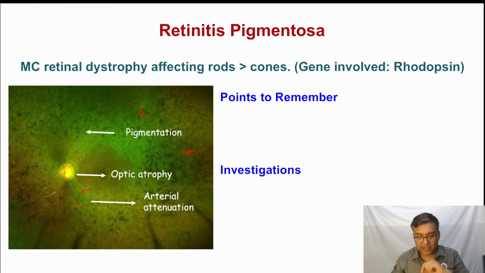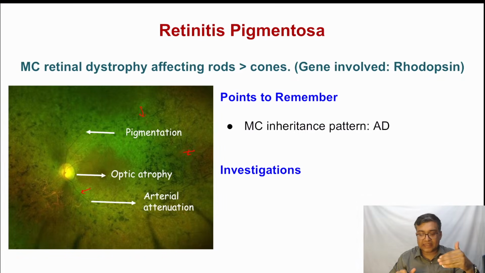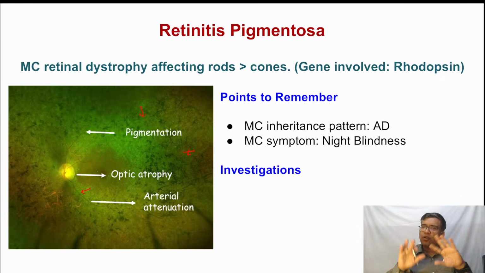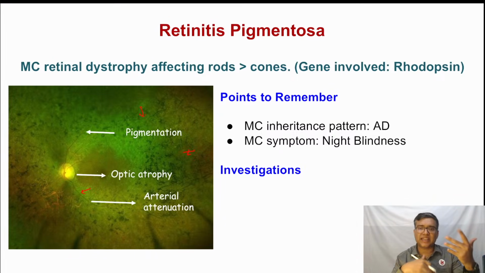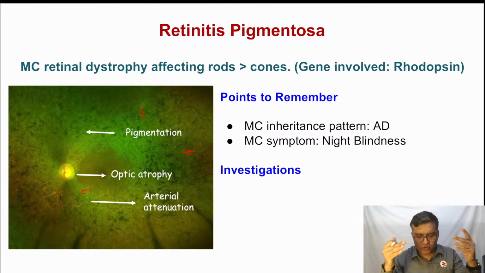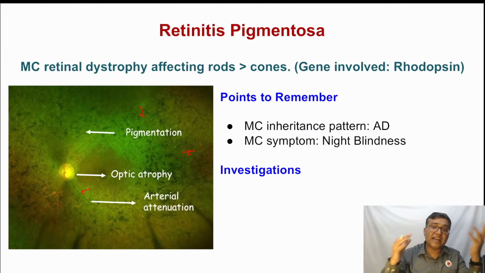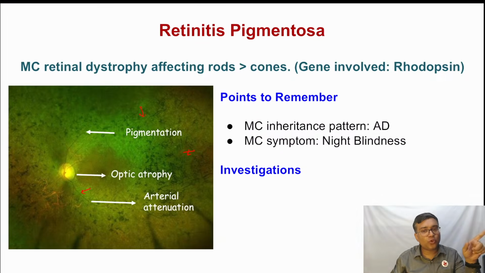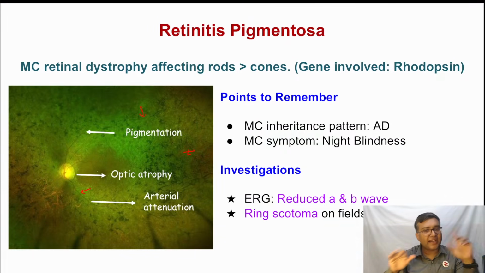So the two most important points you get confused about for retinitis pigmentosa: first of all, the most common inheritance pattern is autosomal dominant, and sometimes they ask what is the first symptom of the patient. The first symptom here is night blindness. Okay, what are the investigations that you would do? Though it is a clinical diagnosis, the investigation that can help you for the prognosis is the ERG. In the electroretinogram, you would have reduced A and B waves, and you would get ring scotoma whenever you do perimetry. These are some important points you have to remember regarding retinitis pigmentosa.